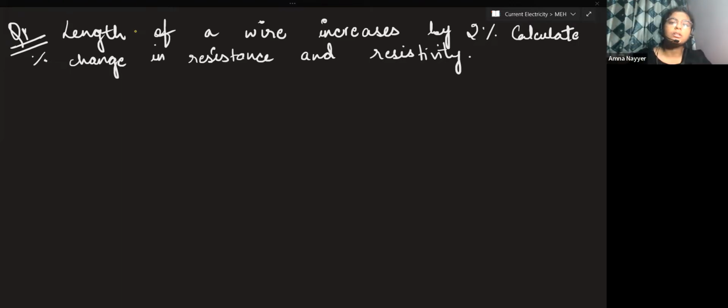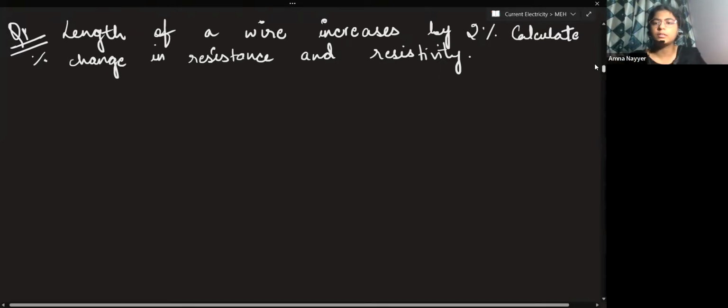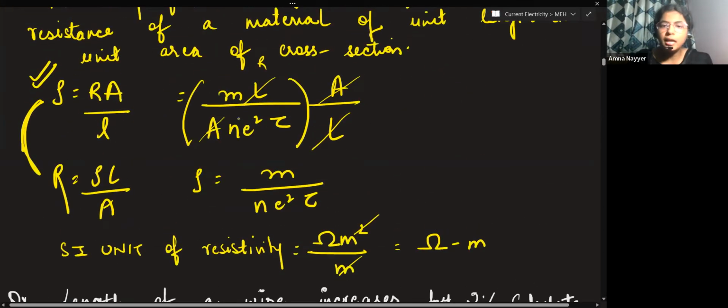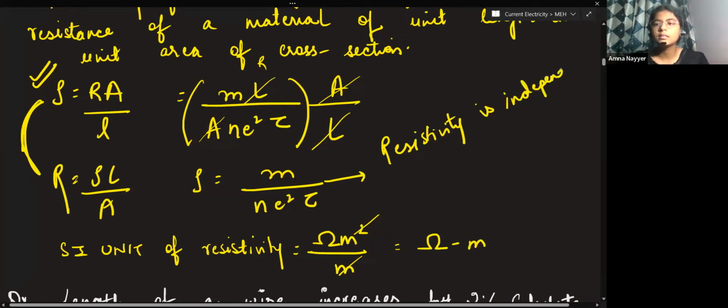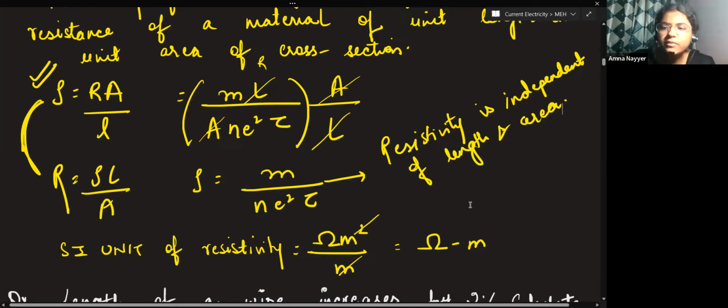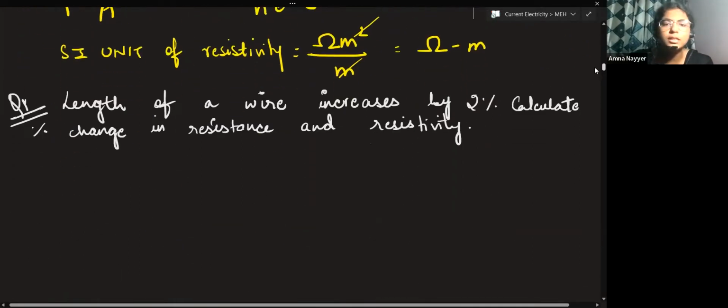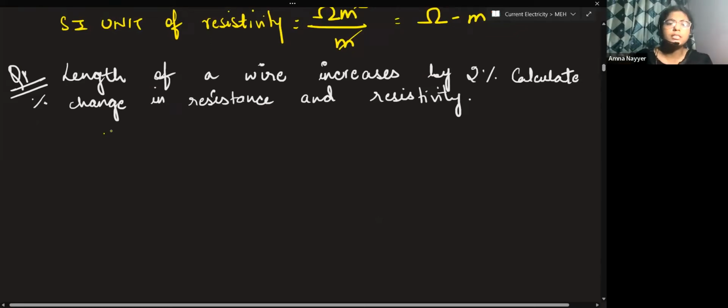See, before resistance, the resistivity part is easier to do. Resistivity, as you had seen in the derivation, we did it. Resistivity came out to be, I'll show you what we wrote. See, A got cancelled, L also got cancelled. So in this, you can conclude that resistivity is independent of length and area of cross section. So even if your length increases by 2% or resistance changes, there won't be any effect on resistivity. So resistivity remains the same.